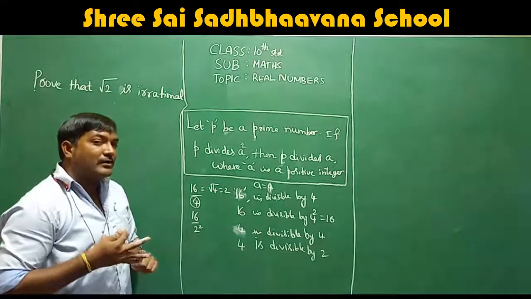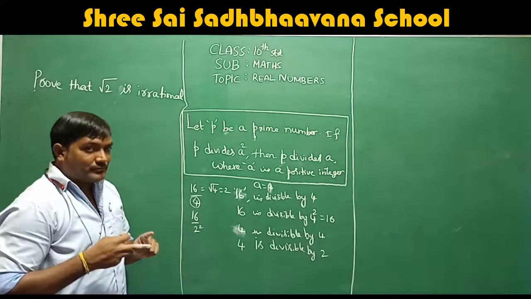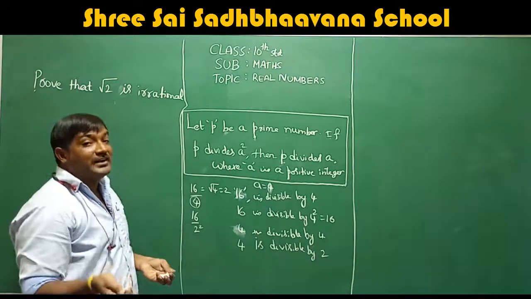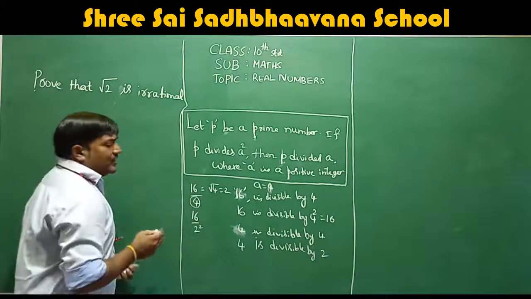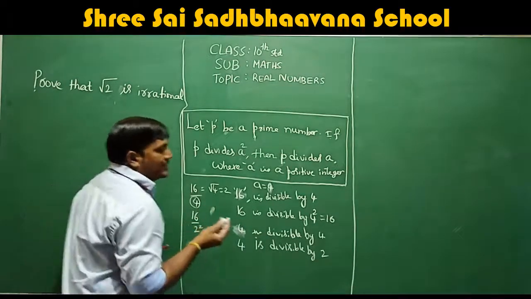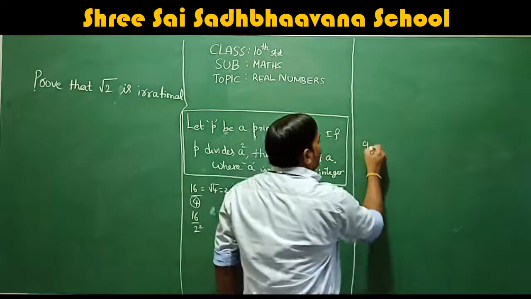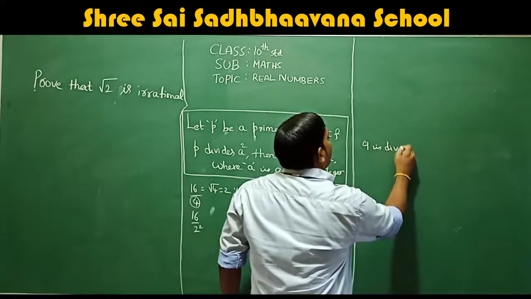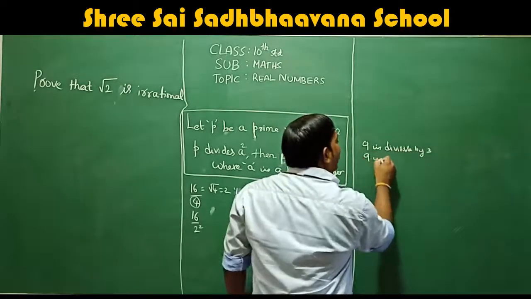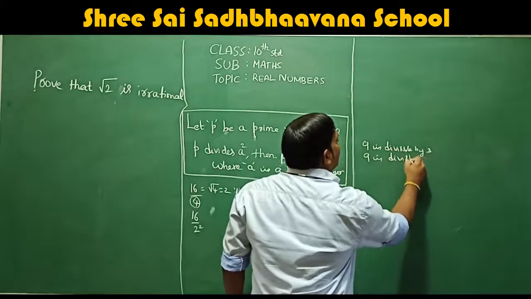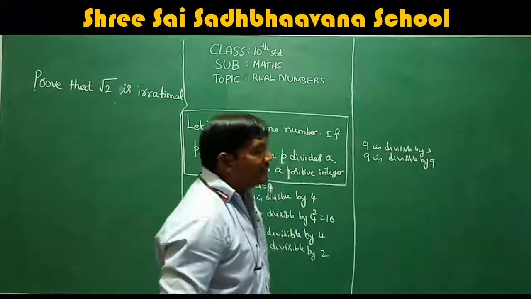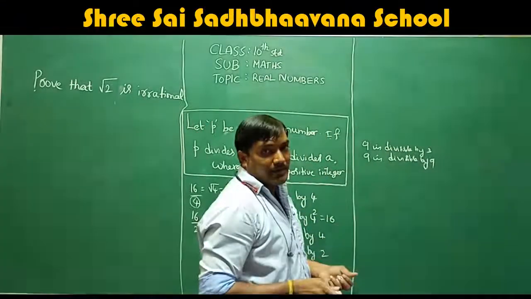Any number divisible by one number is also divisible by its multiples. It is a very simple, basic thing. For example, 9 is divisible by 3, correct? 9 is divisible by 3, so definitely 9 is divisible by 9. If 9 is divisible by 3, then definitely 9 is also divisible by 9.